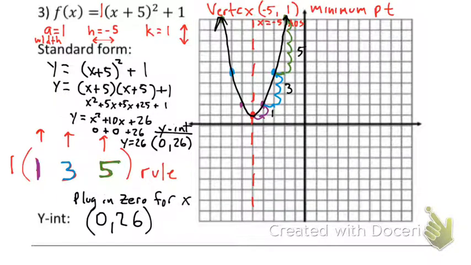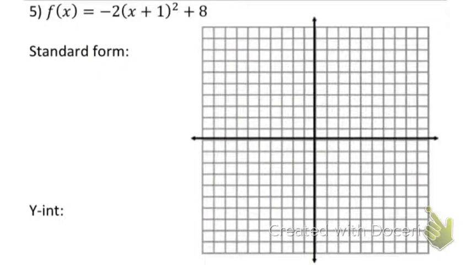All right, so that is number 3. All right, so with less explanation, let's go ahead and do number 5. So number 5, again, I'm going to put my a value. A value is -2. H value is -1.